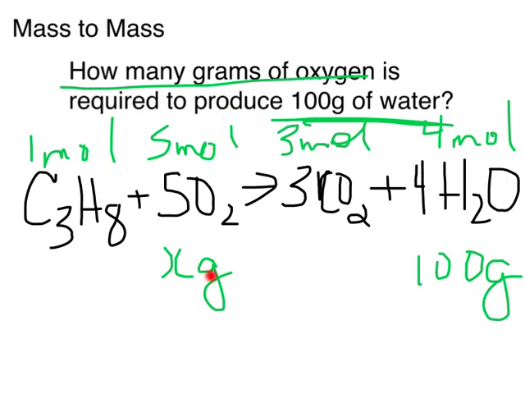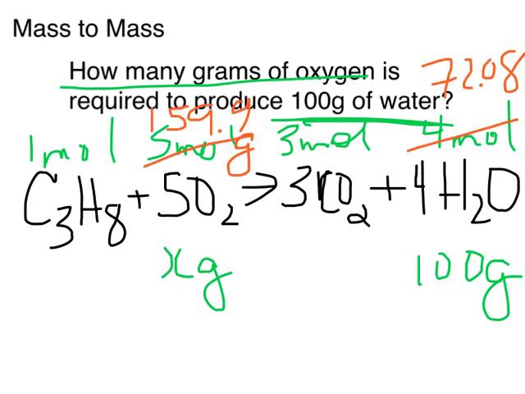I have mole over gram, and I have mole over gram. I'm going to need to change the 5 moles and the 4 moles into grams. And I know you know how to do this, so I'm just going to do it for you. Okay, so we have 159.9 grams of oxygen and 72.08 grams of water. Now we're just going to do our calculation and figure out how much oxygen was needed to produce 100 grams of water.